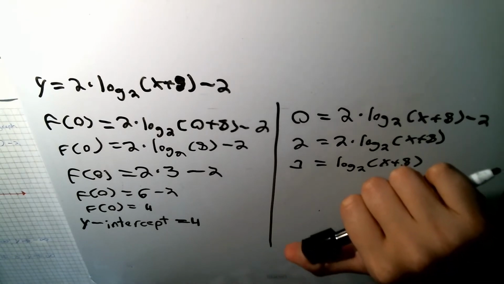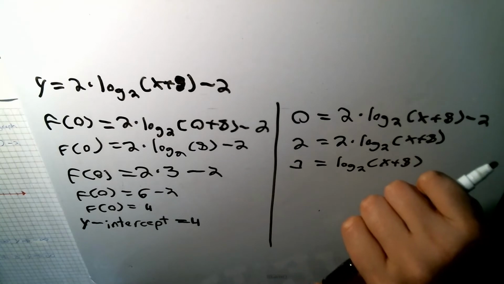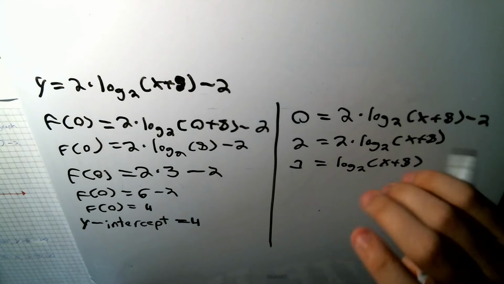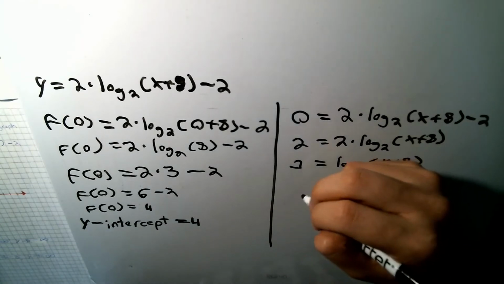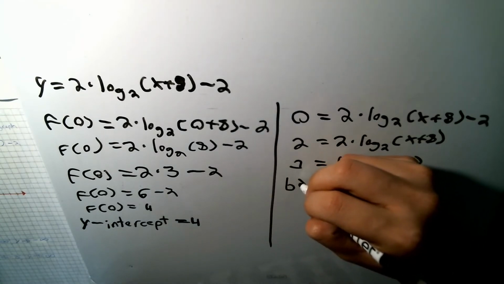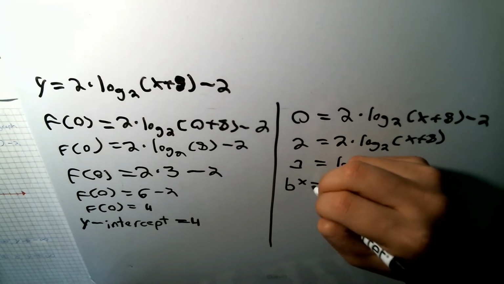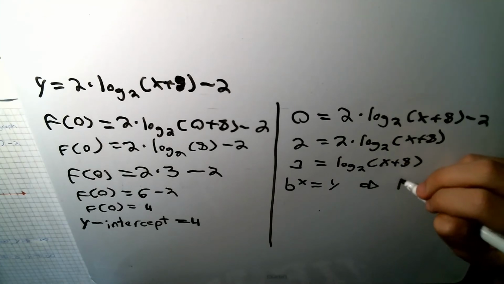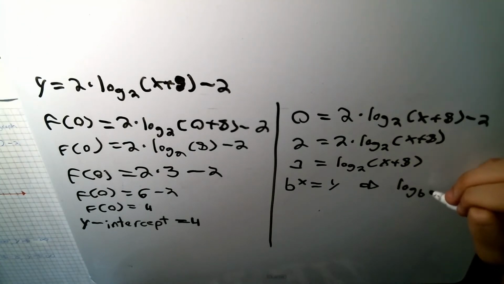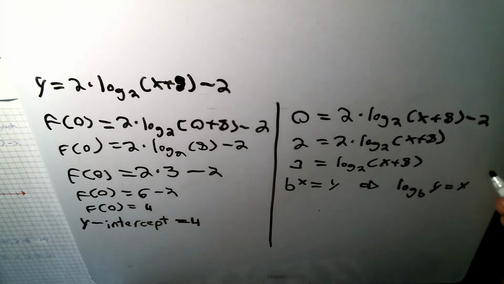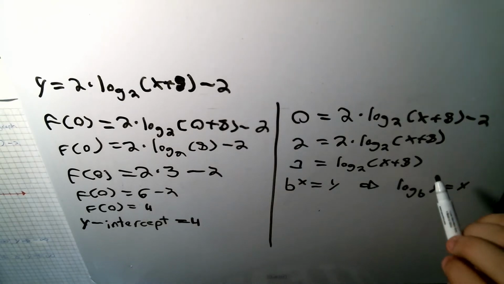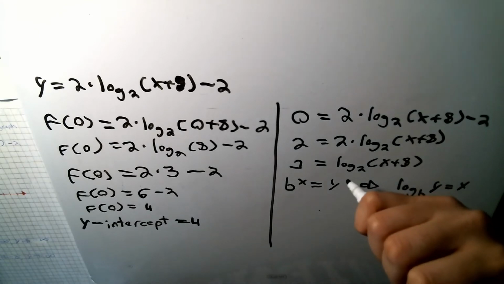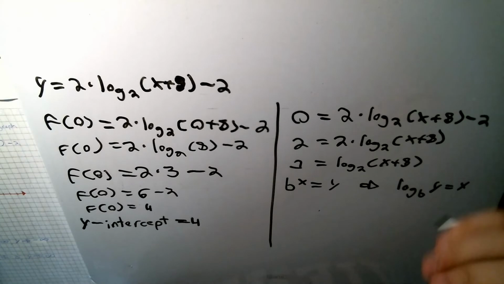Now we'll make use of a function. It's a little trick, I don't know. b to the power of x equals y can be arranged to logarithm base b of y equals x. Now this one is pretty much the same format as the one that we got here.